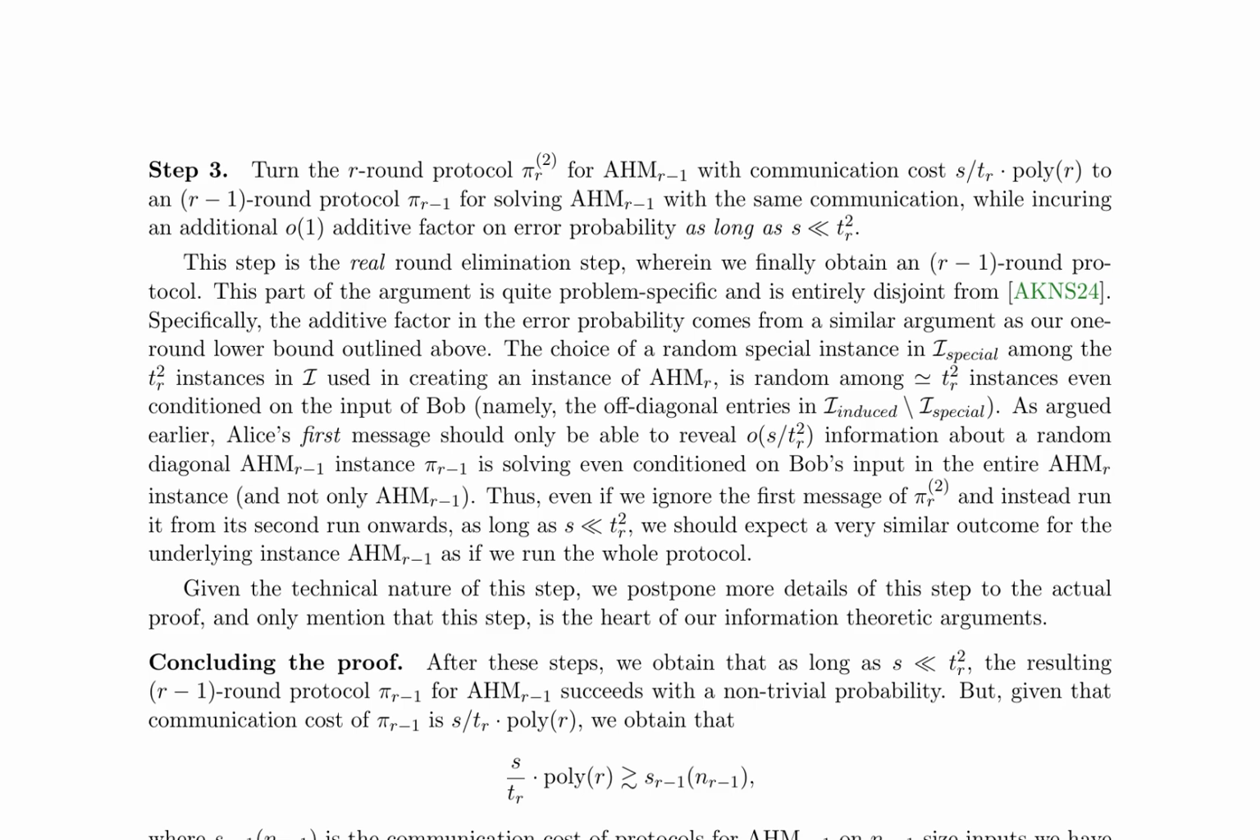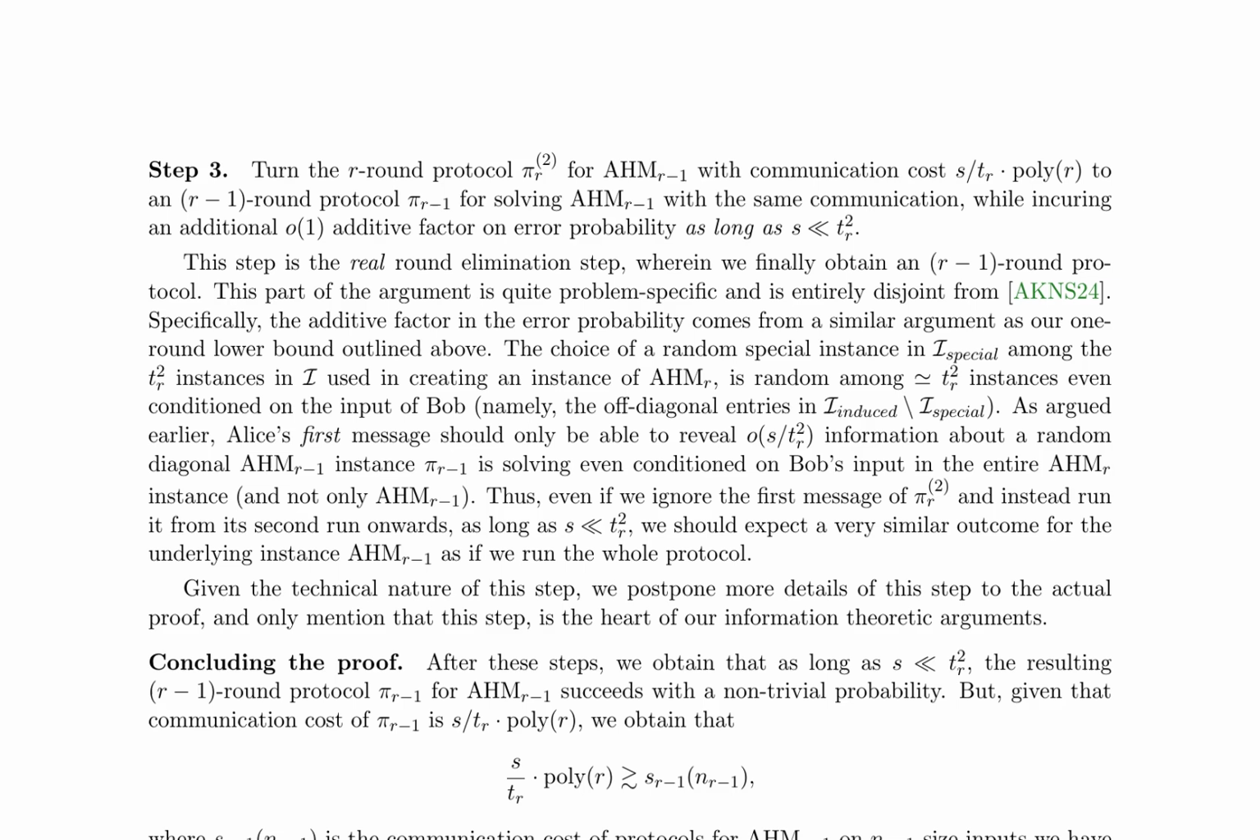The additive factor in the error probability arises from a similar argument as the one-round lower bound outlined earlier. The choice of a random special instance I_special among the t²_r instances in I used in creating an instance of AHMR is random among asymptotically equal t²_r instances even conditioned on the input of Bob. As argued earlier, Alice's first message should only reveal O(S/t²_r) information about a random diagonal AHMR-1 instance π(r-1) is solving, even conditioned on Bob's input in the entire AHMR instance.